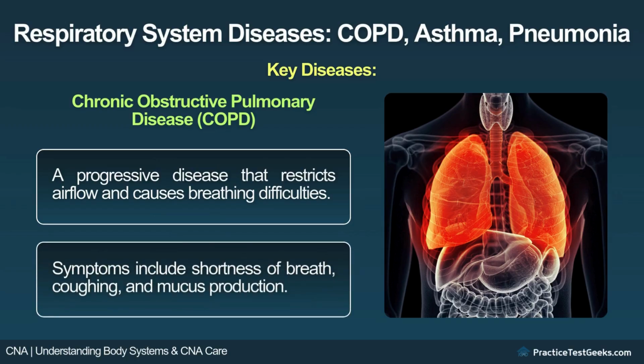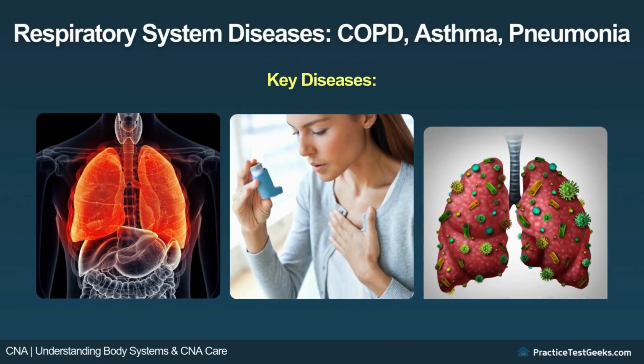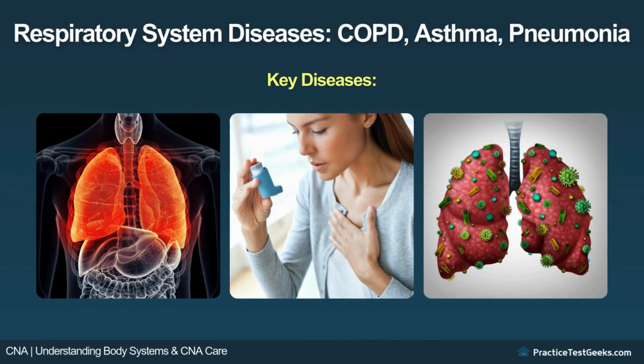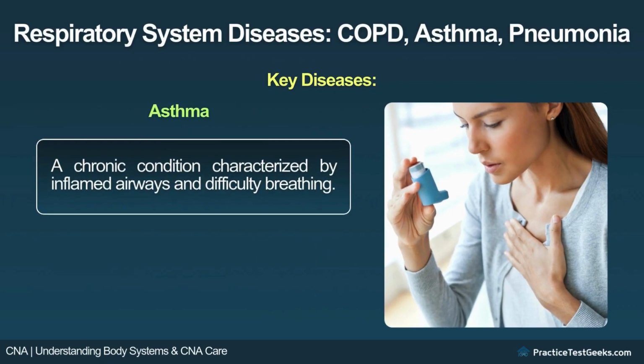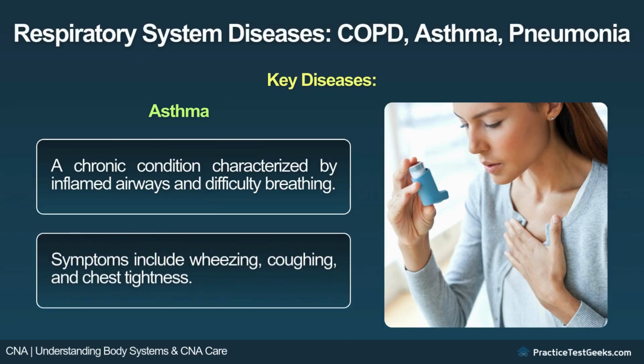Symptoms often include shortness of breath, persistent coughing, and excessive mucus production. Another respiratory condition you'll often hear about is asthma. Asthma is a chronic condition where the airways become inflamed and narrowed, making it hard to breathe. Common symptoms include wheezing, persistent coughing, and a feeling of chest tightness.